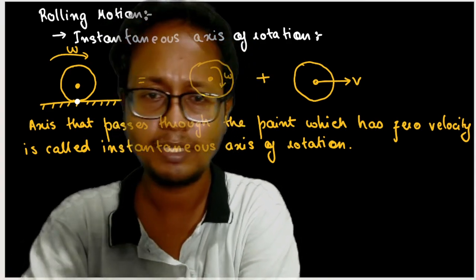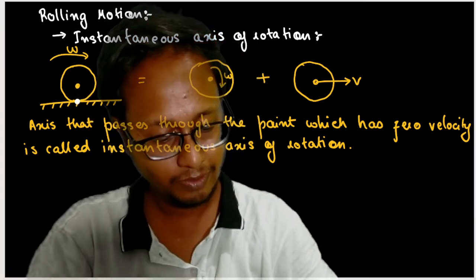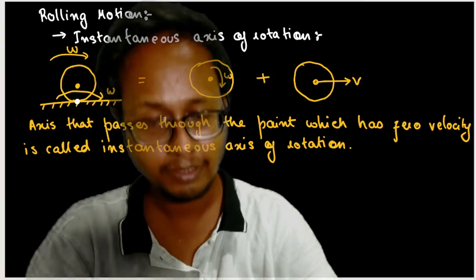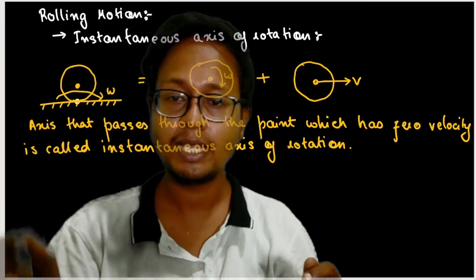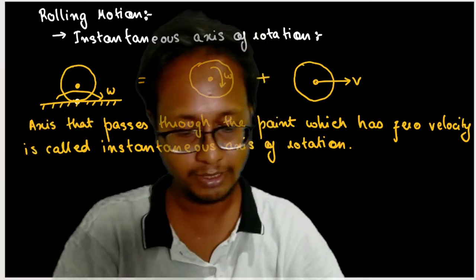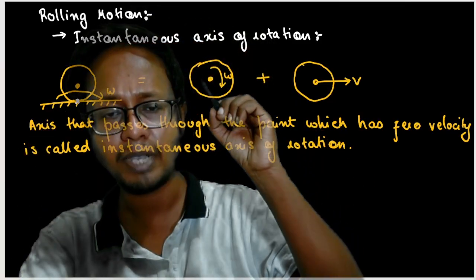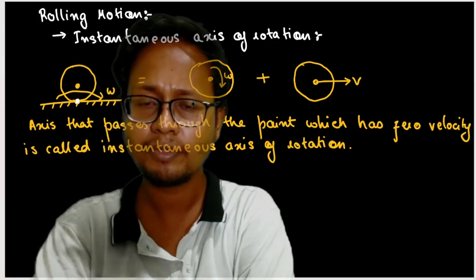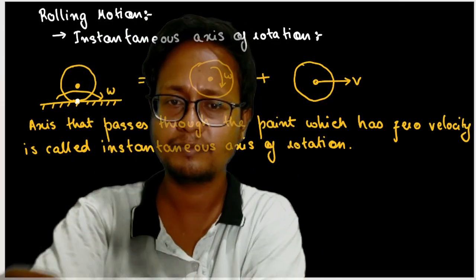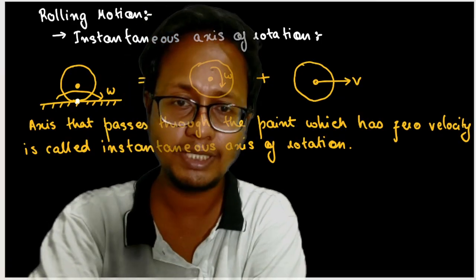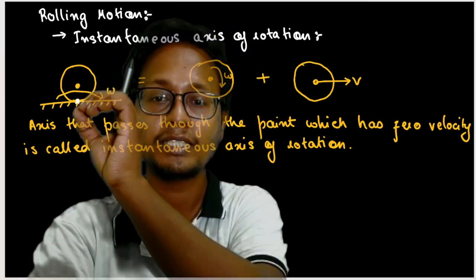is called the instantaneous axis of rotation. Understood this much? Now see, I have drawn two omegas here. One omega is this omega as I have shown here, the angular velocity as seen from the instantaneous axis of rotation, and another one is the angular velocity that passes through the center. My question is, what is the relation between this omega and this omega? The relation between this omega and this omega is that they are the same.